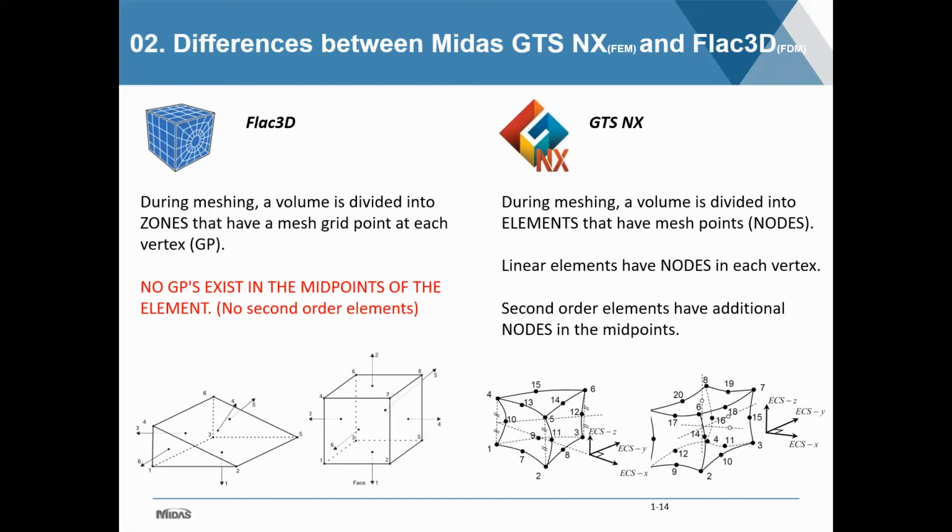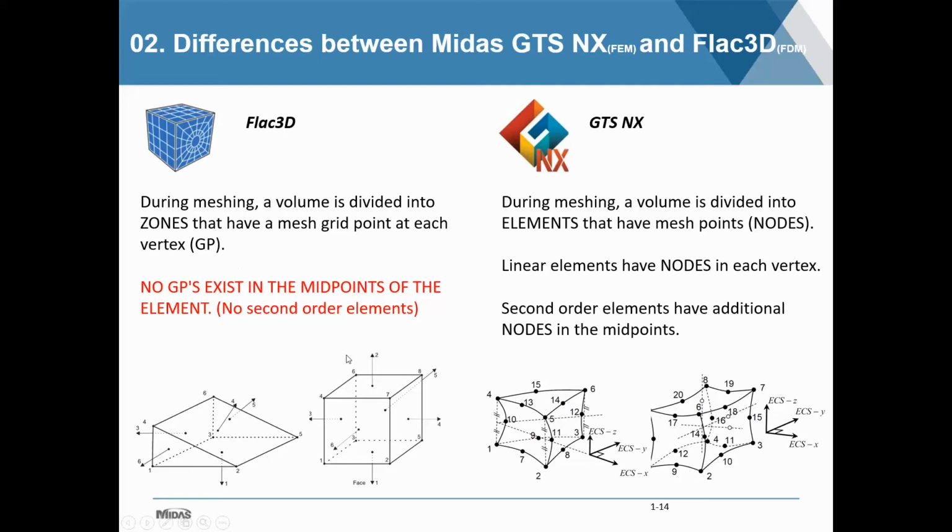And so, getting now into the details of how these two programs are able to share mesh information between each other. During meshing for FLAC, the volume is divided into what they refer to as zones, and they each have a grid point at the corners. So we see here, this would be one zone that has 8 grid points in this sequence. Similarly for a wedge.